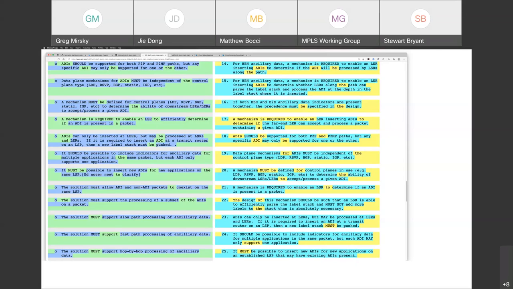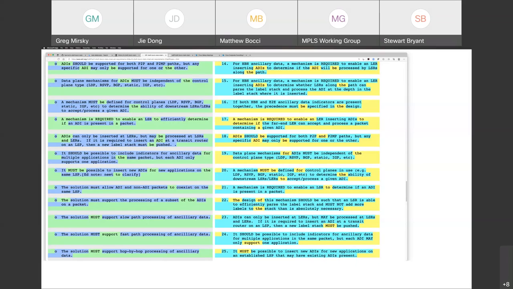Okay, and another question is, how many types of indicators are we talking about here? I see the hop by hop and end to end. Well, they're a class, not a specific number. They're a class of indicator rather than a specific number. There's nothing in here that says how many indicators there might be. Yeah, I mean, how many types of indicators, not how many indicators exist in the label stack.